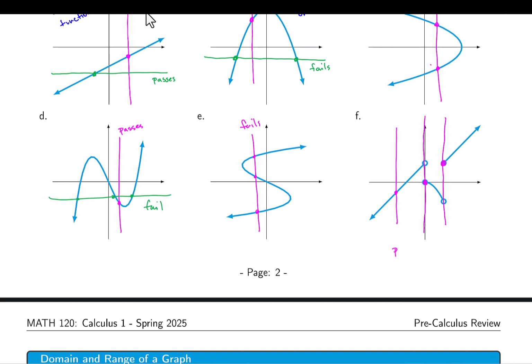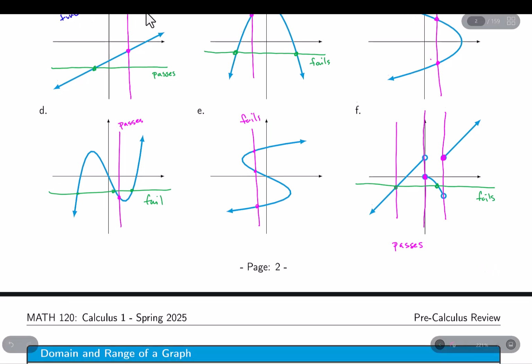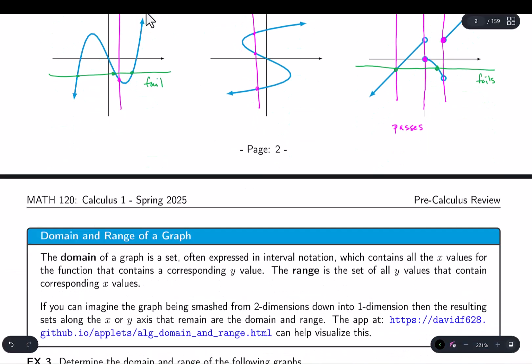So this actually passes the vertical line test, but it certainly fails the horizontal line test, because you just need to find one horizontal line where it crosses the graph more than once. So this would be a function, but not one-to-one. All right, so enough about that.